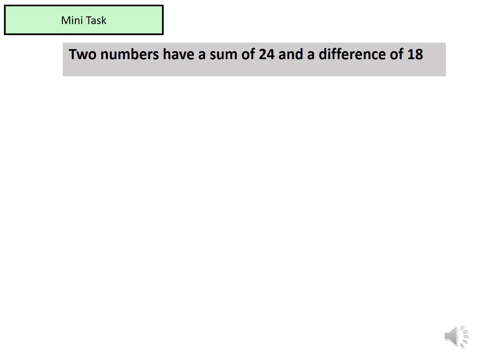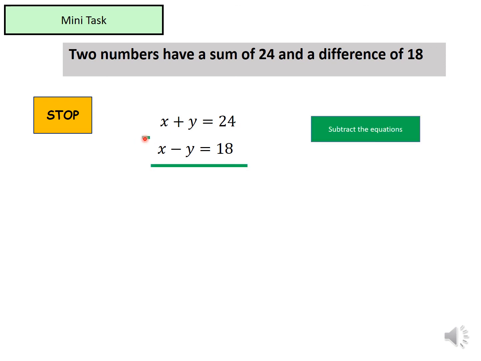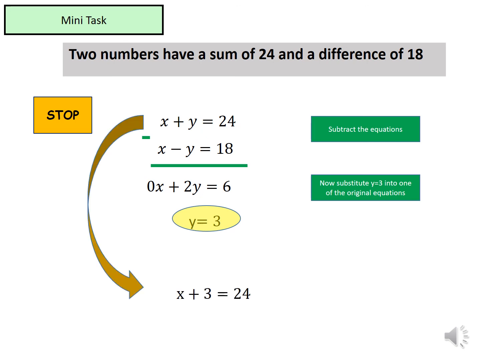Okay, so everybody hopefully started by writing the sum of 24, so x plus y is equal to 24. And then the difference of 18, so x minus y is equal to 18. Then you put the word stop. You can pick x or y; in this case, I'm going to pick x. Are they the same? Yes, so take away. You end up with y equal to 3. Then you put the y back into one of your original equations, whichever you like. Let's put it in the top one: x plus 3 is equal to 24, so x must be 21.